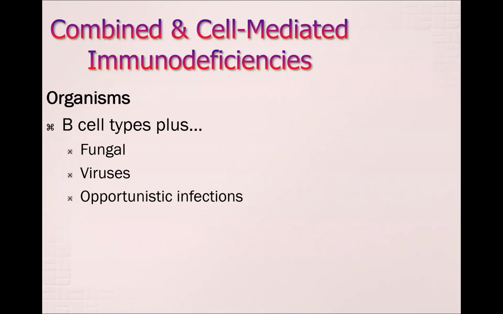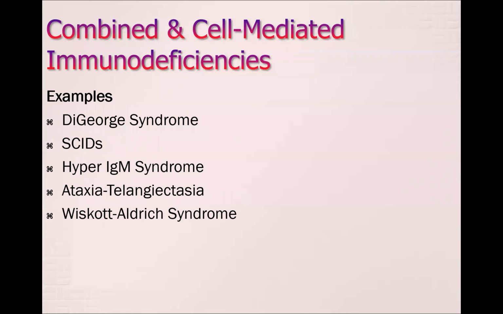So the type of organisms that you'll see are basically all of the organisms. Any of the B cell type organisms that we talked about, the typical respiratory pathogens, the strep pneumos, the MCATs, the H influenzas, as well as fungal infections, recurrent viral infections, or any opportunistic infections. So really and truly, we're thinking about just about any type of recurring infection. Some examples we'll talk about are DiGeorge syndrome, SCID, or severe combined immunodeficiency, hyper-IgM syndrome, ataxia telangiectasia, and Wiskott-Aldrich.